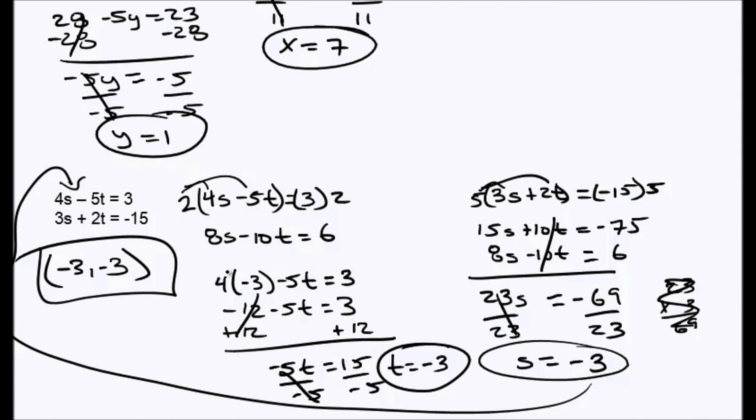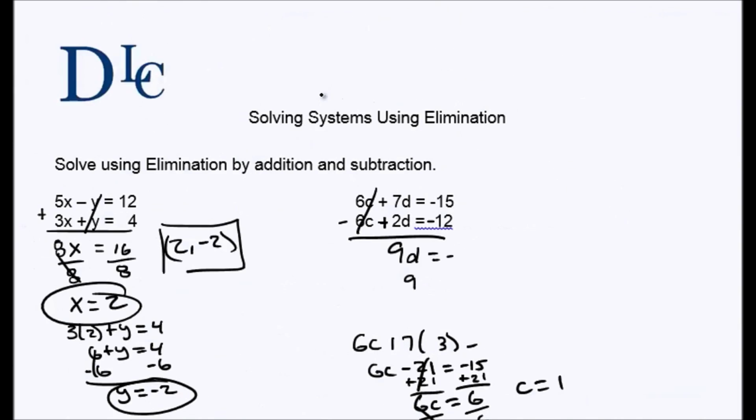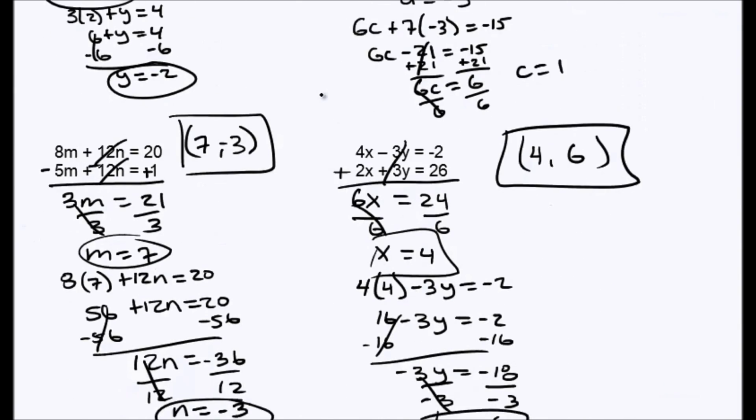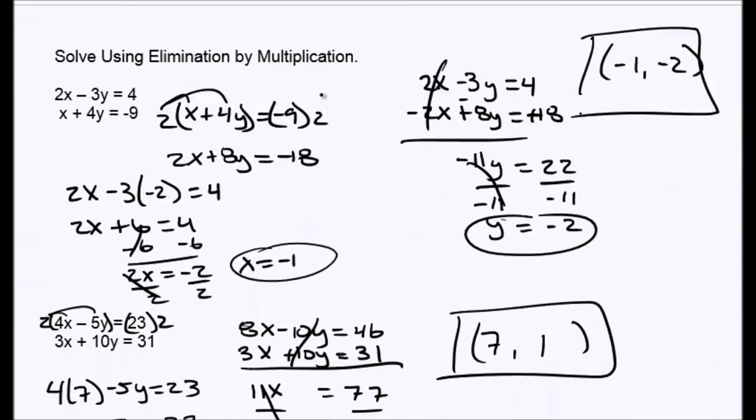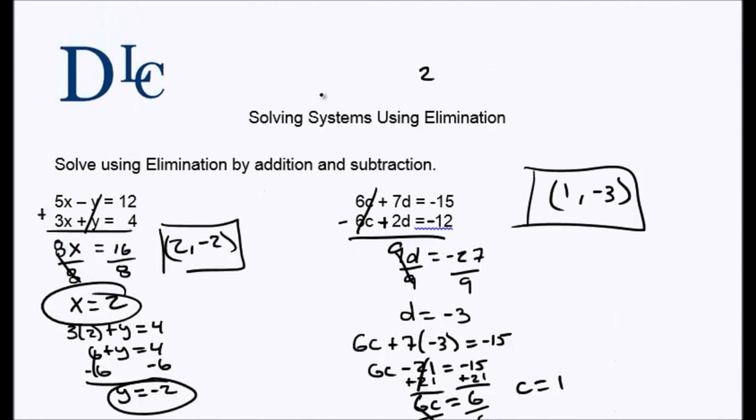Okay, we had a long lesson today. We did elimination using addition, subtraction, and then multiplication before adding and subtracting. But all with the goal to eliminate one of the variables to solve for the other. And then we substitute that back into the original equations to get the other coordinate, to get your final solution.